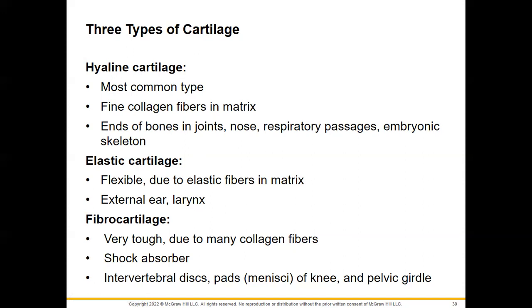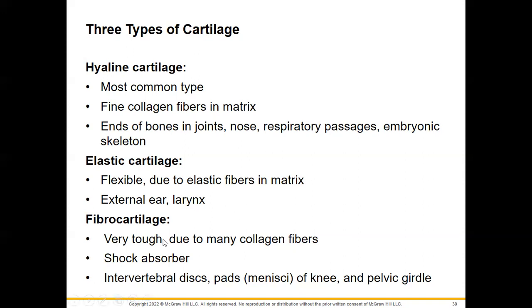Next is elastic cartilage. And as we mentioned before, something that's elastic is able to stretch. And because it is full of these elastic fibers, it is going to be more flexible. So the outside of your ear, you can wiggle that around, move that around, stretch it a little bit because it has more of the elastic fibers. This is elastic cartilage. Then you have fibrocartilage.